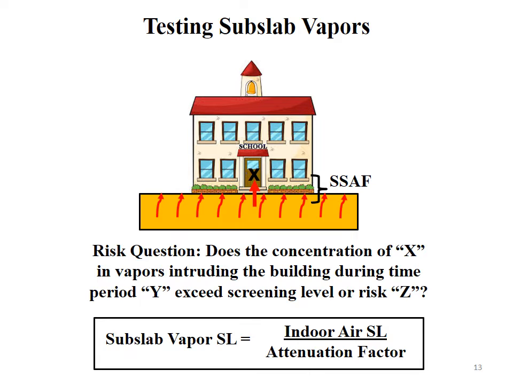Let's look at testing subslab vapors. So in this case, say we're concerned about vapor intrusion into a building impacts to indoor air. In this case, the risk question might be, does the concentration of X in vapors intruding the building during time period Y exceed screening level or risk Z? So in this case, the subslab vapor screening level could be calculated by taking the indoor air screening level and dividing it by some attenuation factor.